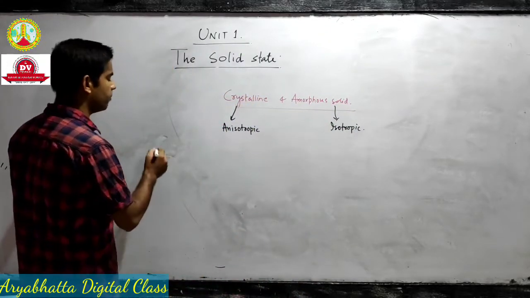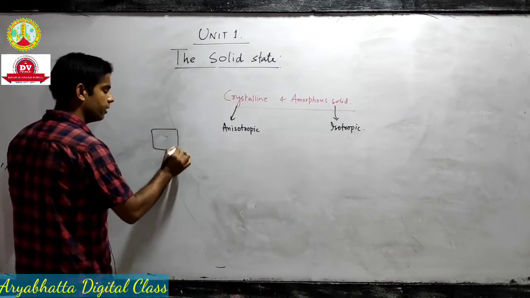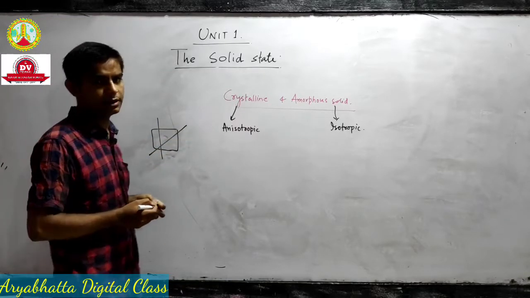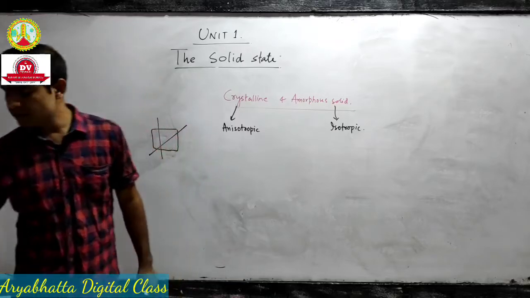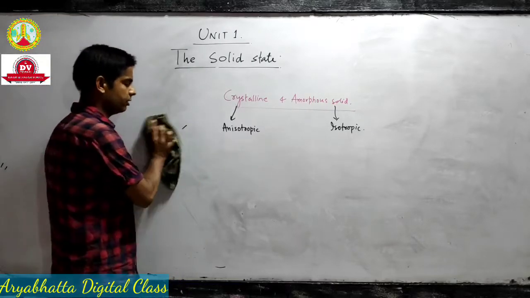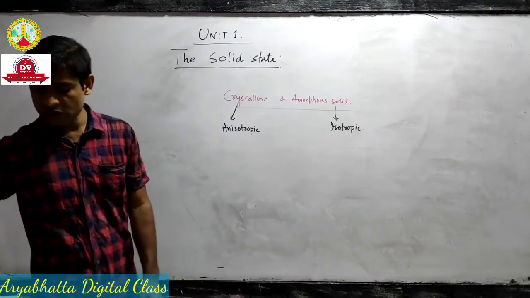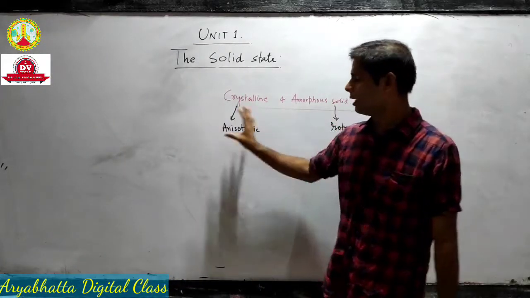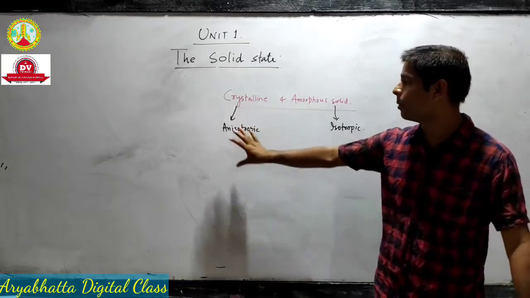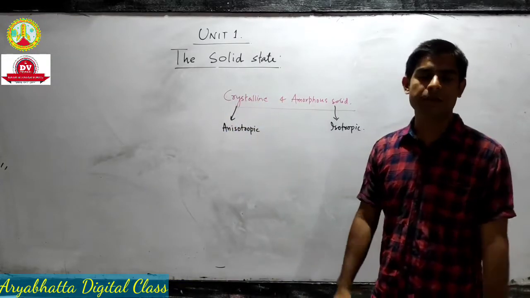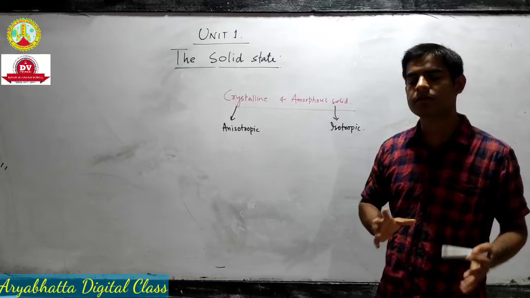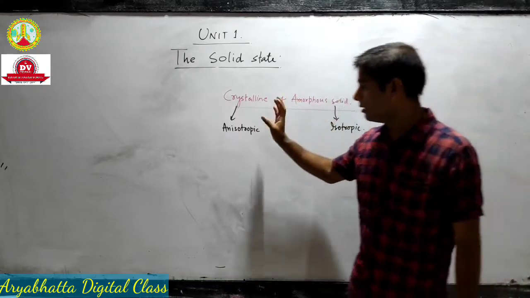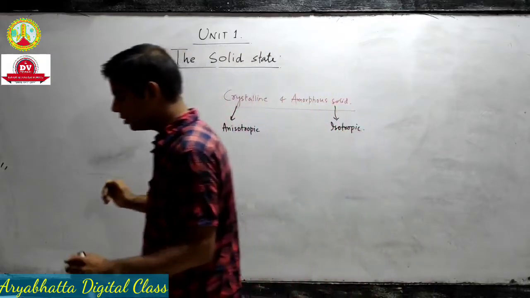That means, suppose I have taken a solid, if I check in this direction and this direction, I will get different results, different results for different directions. If I change the direction of my observation, I will get a different result. In crystalline solids, their physical properties are direction dependent. In different directions, they show different values, and this is because of their molecular arrangement.